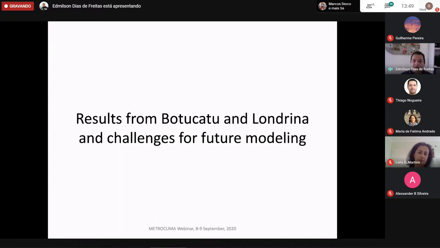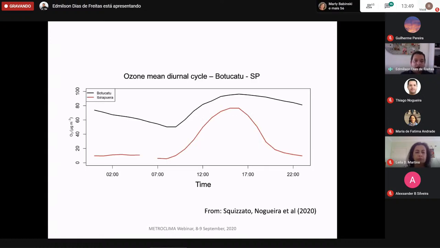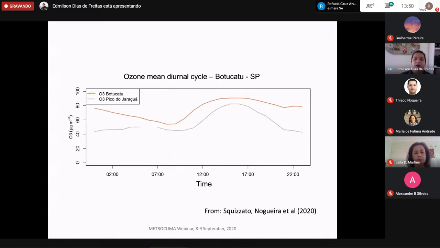Some results from Botucatu, very interesting, just related to ozone. I'm not going to show you all the results, but we can see a very important feature that we observed not only in Botucatu, but in Londrina and other places outside the very urbanized area. Here we can see for Botucatu the mean concentrations of ozone, and you can see not only that the concentrations are higher than in Ibirapuera, for example, but at night the behavior is totally different from what we usually see inside the urban area. The same thing we see if we compare, for example, the Cetese site, which is located in Pico do Jaraguá. It's almost the same pattern that we can see in Botucatu.